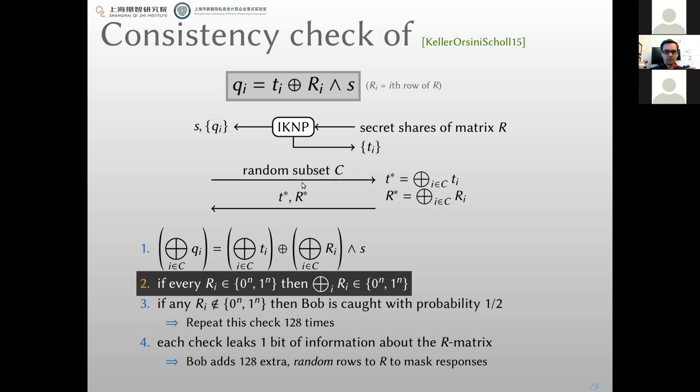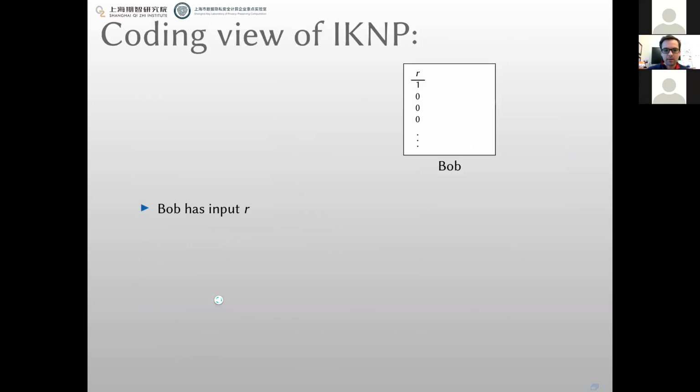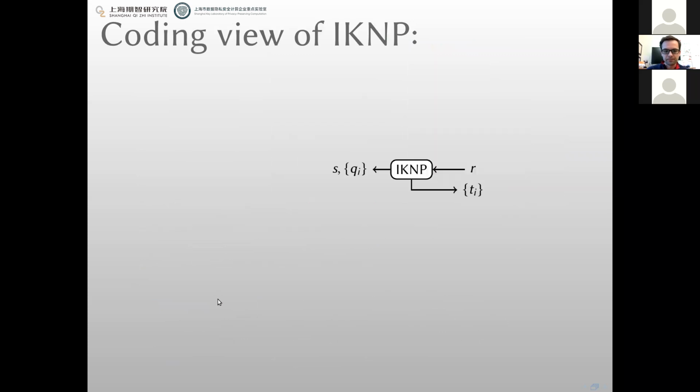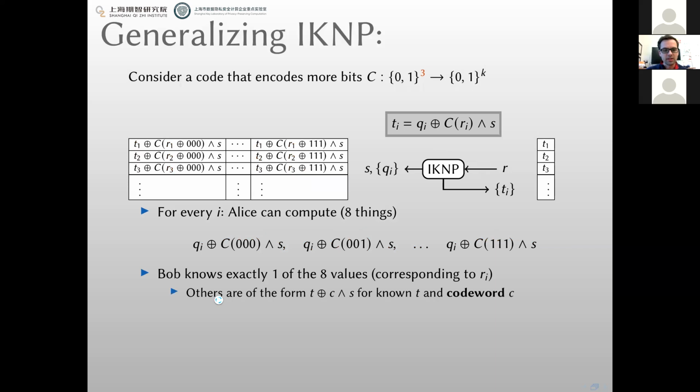So Alice will do the same thing. She will check that this R star is a valid code word. And if Bob has any row where he doesn't have a valid code word, then he will be caught with probability 1/2. And so all of this stuff still works, even though I didn't really describe that part in this generalization. The consistency check still does work.